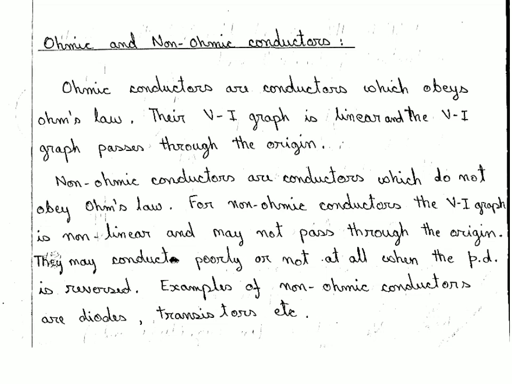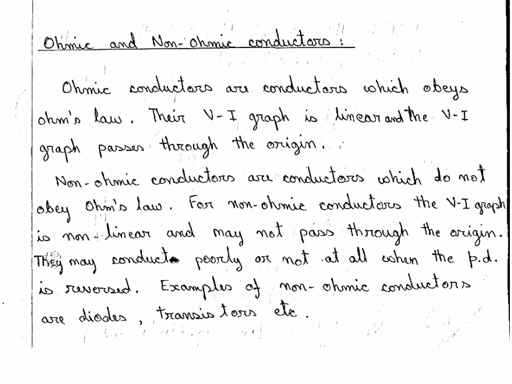And non-ohmic conductors are conductors which do not obey Ohm's law. For these non-ohmic conductors, the VI graph is non-linear, that is, it can be a curve or any other shape, but non-linear, and may not pass through the origin. These non-ohmic conductors may conduct current or may not conduct current. They may conduct poorly or not at all when the potential difference is reversed. Examples of these non-ohmic conductors are diodes and transistors.